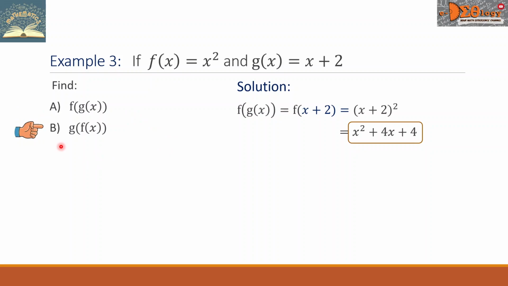Then we solve for problem B, g of f of x. In here, what we do is we substitute the value of f of x. We have here f of x equals x squared. So we put it here. So we have g of x squared. Then we evaluate g of x squared. Our g of x is x plus 2. So we change x by x squared. Then plus 2. So we have this value.